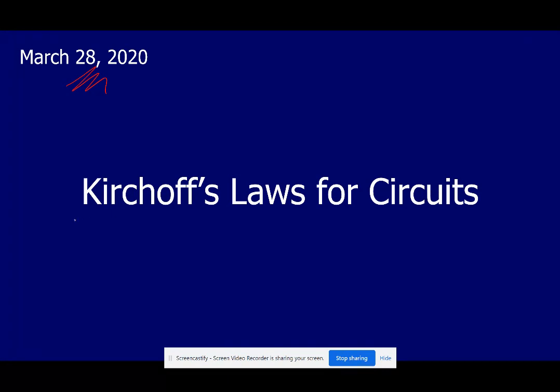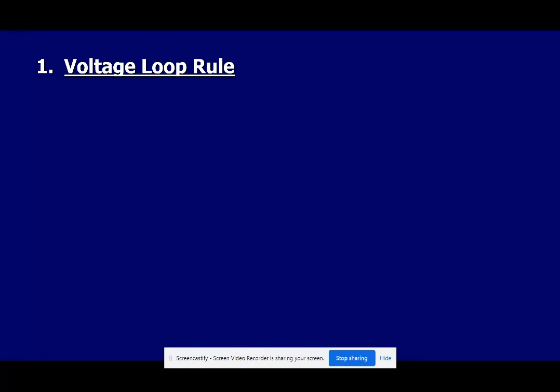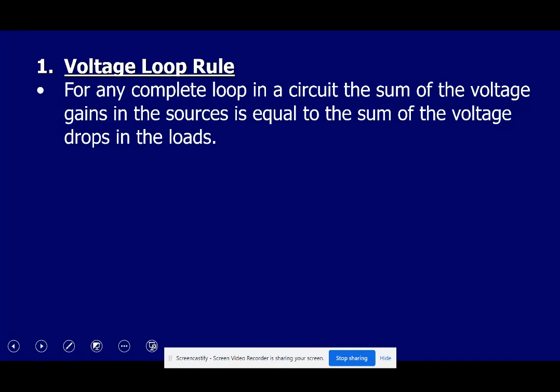I don't think you could do Kirchhoff's laws for circuits on your own. It's not that it's that complicated, but it helps to have an explanation and some drawings to go with it. So there's 2 rules. There's a voltage rule and there's a current rule. We are starting with the voltage rule. So in a circuit, for any complete loop, complete path in a circuit, the sum of the voltage gains in the sources is equal to the sum of the voltage drops in the loads.